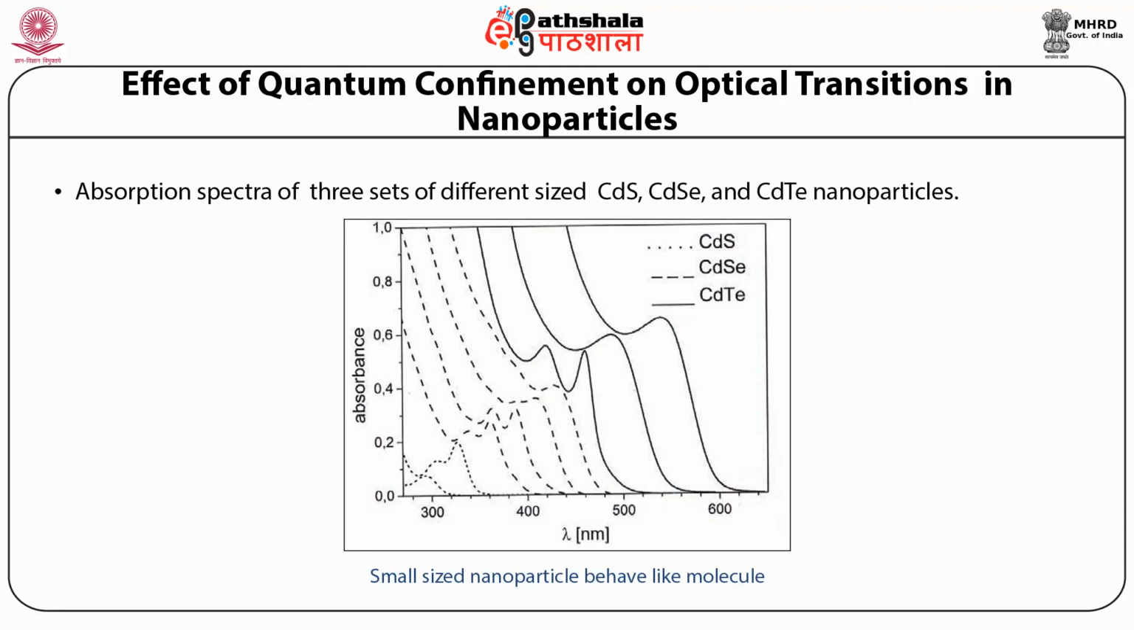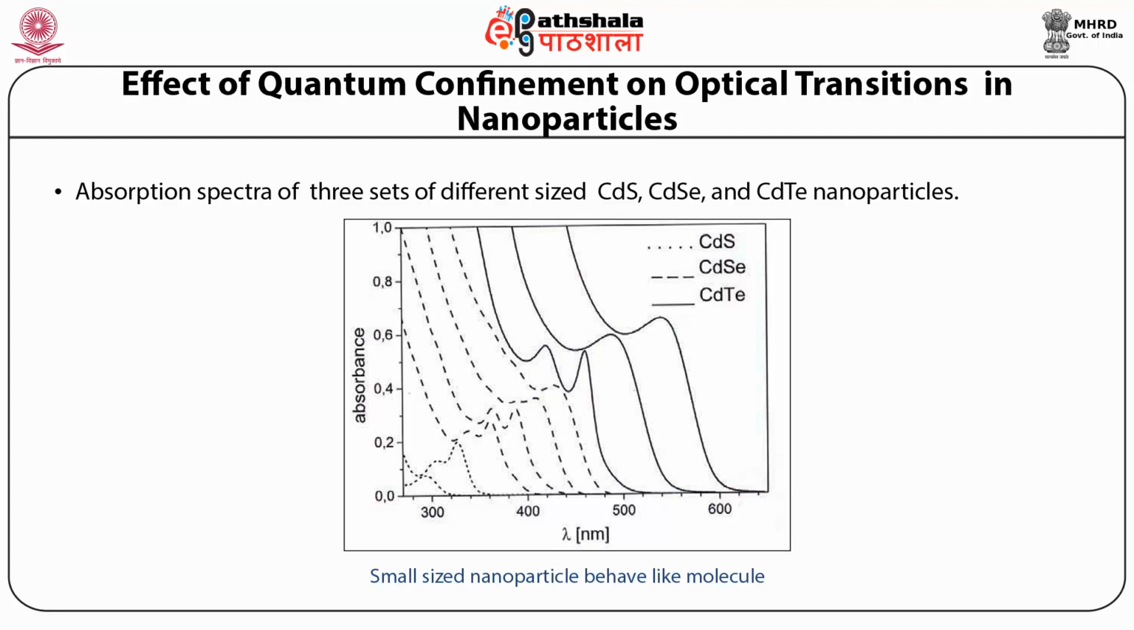So, this figure shows a set of absorption spectra of three important semiconductors: cadmium sulfide, cadmium selenide, and cadmium telluride based nanoparticles of different sizes. Due to size quantization, the absorption edge shifts towards shorter wavelengths in comparison to the corresponding bulk values, that is 480 nanometer for cadmium sulfide, 674 for cadmium selenide, and 817 for cadmium telluride.